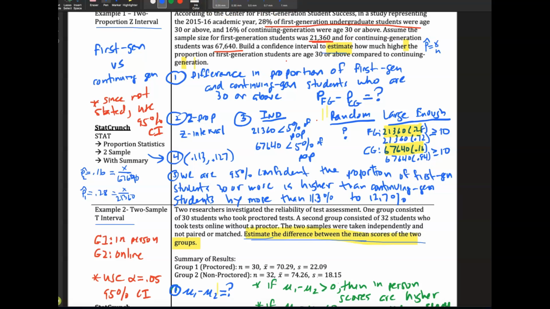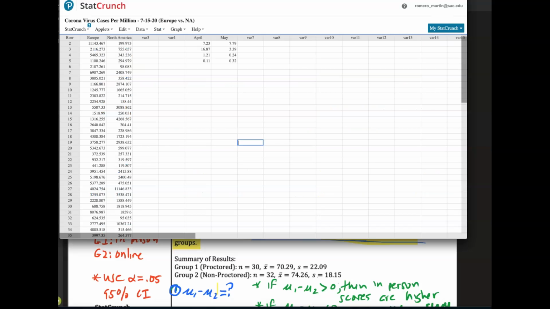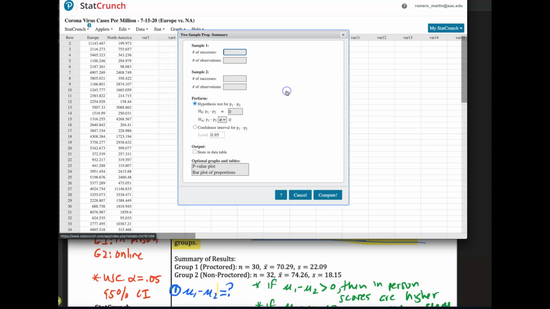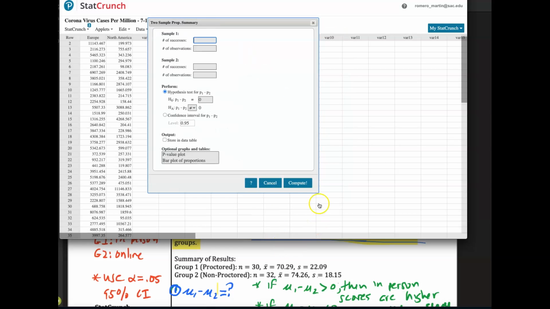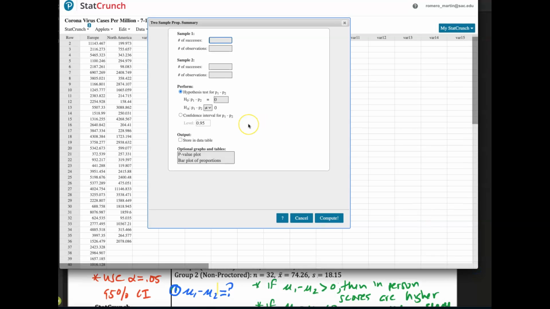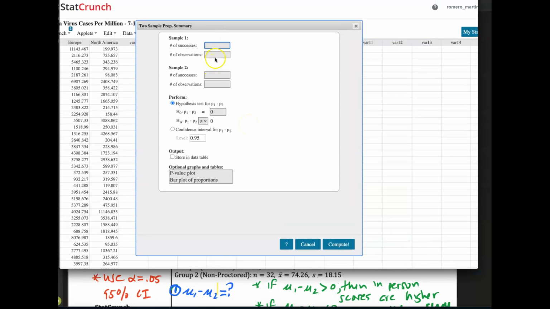So I'm going to set that up. So we go to StatCrunch. And in this case, we're going to run proportion stats, two sample with summary. And so notice in this case here, we have to fill in successes and observations for the 2 groups. So let's go ahead and do that. I'm going to put those in.